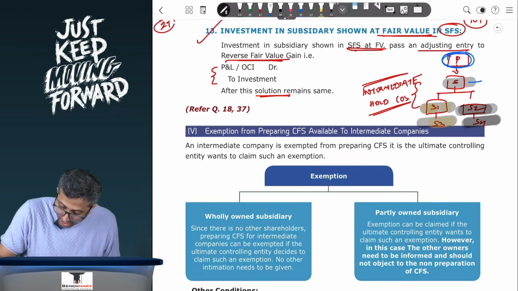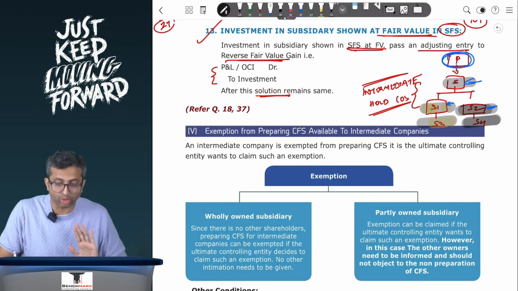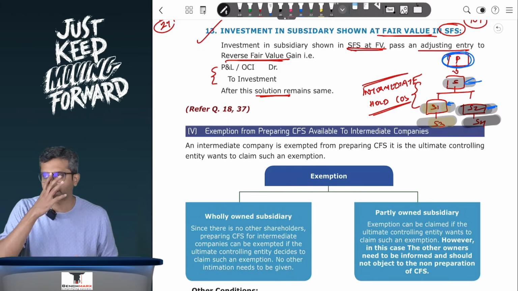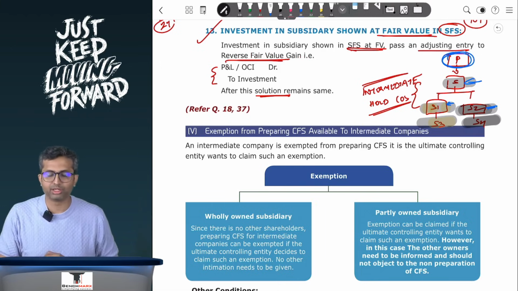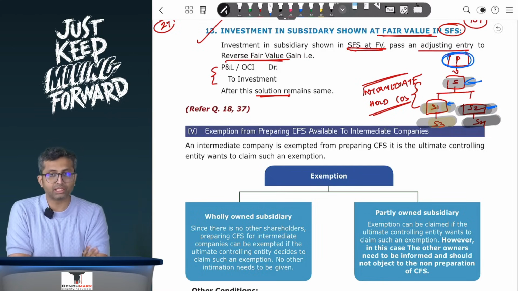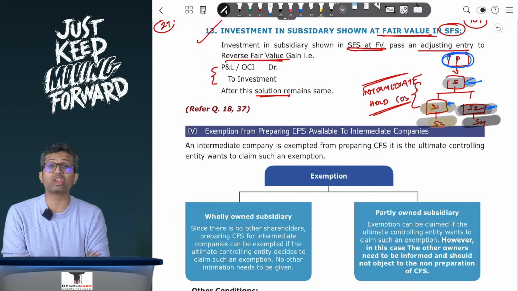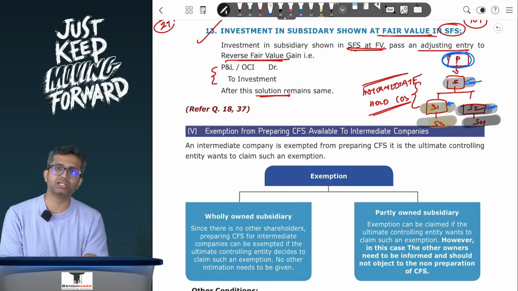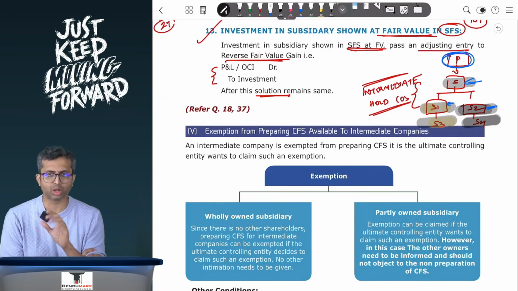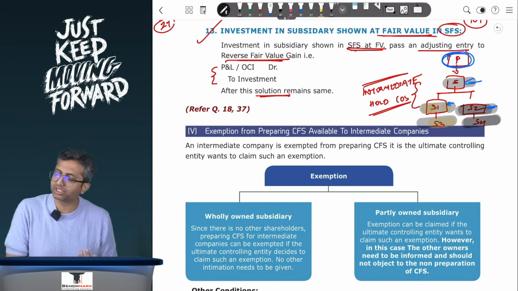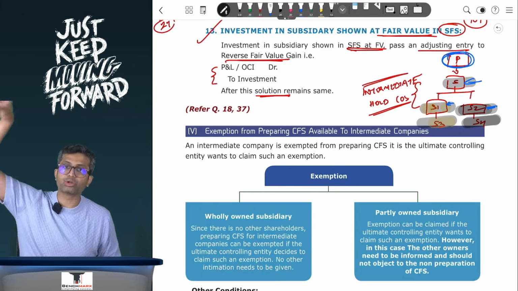Also, none of the securities of the intermediate company which wants to claim an exemption should be listed. So for example, if S1 has any of its securities like debentures or equity shares which are listed, then this exemption cannot be claimed. The intermediate company which is claiming the exemption should not have any securities which are listed, and it should be a part of the group where the ultimate holding company is preparing accounts as per Ind AS. Like if the ultimate holding company is a foreign company, it will not prepare accounts as per Ind AS, in which case the exemption based on P will not be available.